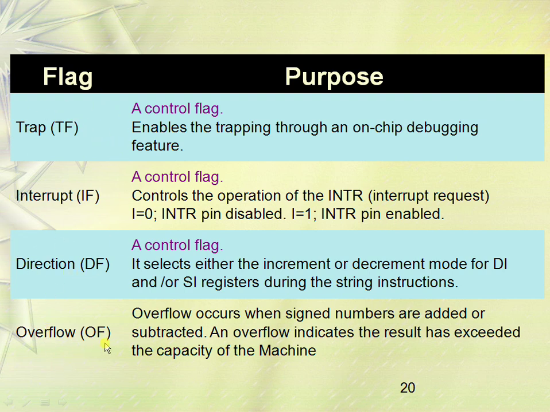And coming to the overflow flag, this particular bit will become 1 or 0 when we are performing signed addition or signed subtraction. This bit will become 1 when there is a carry from the 7th bit to the 8th bit in case of signed addition, and this bit will become 1 if there is a borrow from the 8th bit to the 7th bit during signed subtraction.